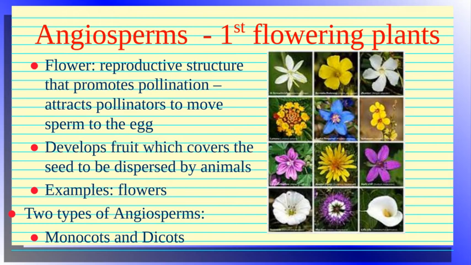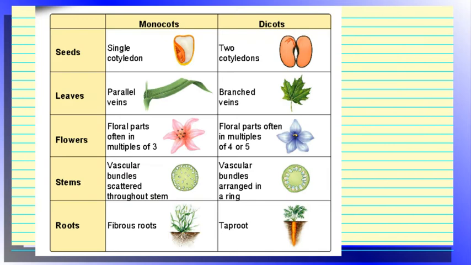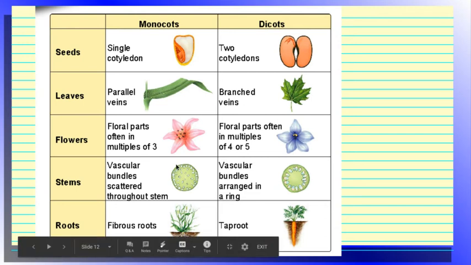So there are two types of angiosperms. There are monocots and dicots. Monocots, looking at this chart, are single. They have parallel veins in their leaves. Their flowers often come in multiples of 3, so a lily would be an example. Vascular bundles are scattered throughout the stem. So you'll notice that if you look at this picture, they're just scattered around.